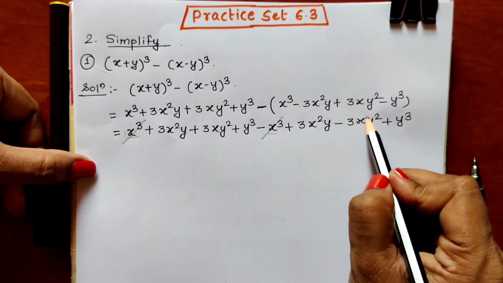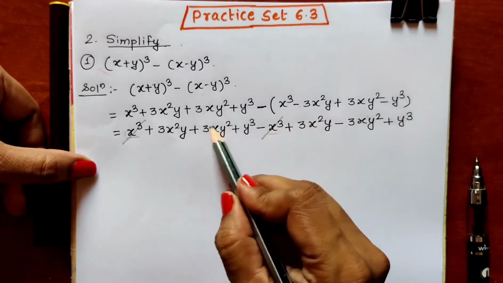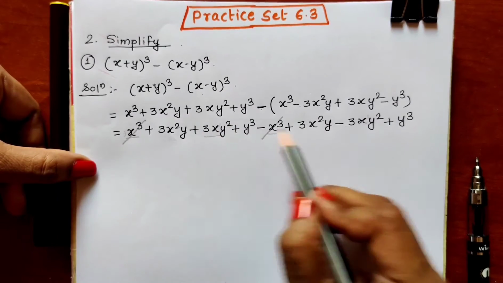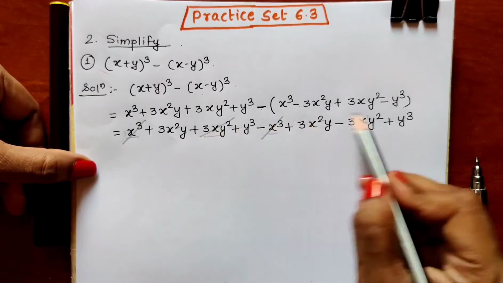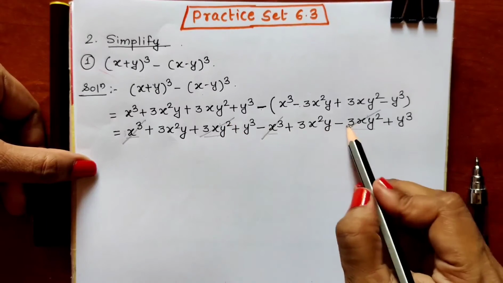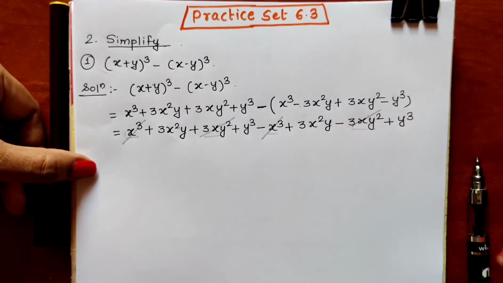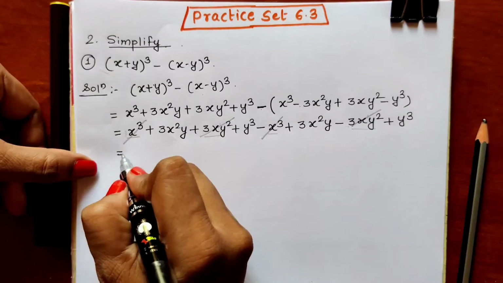Correct? x is having power 1, y is having power 2. Here also x is having power 1, y is having power 2. Sign is plus and here sign is minus. So we can cut it because plus 3xy square minus 3xy square is 0. Now remaining terms are having same sign, so we cannot cut them. So we will have to add them.